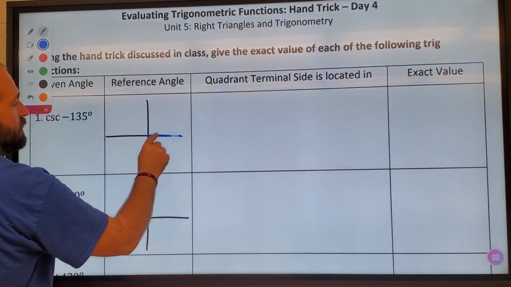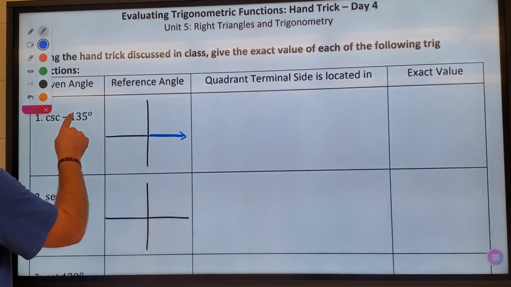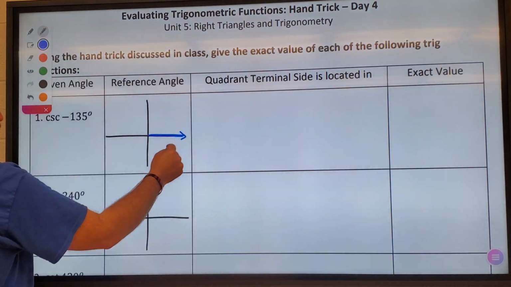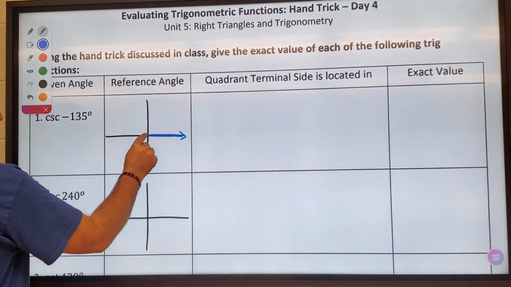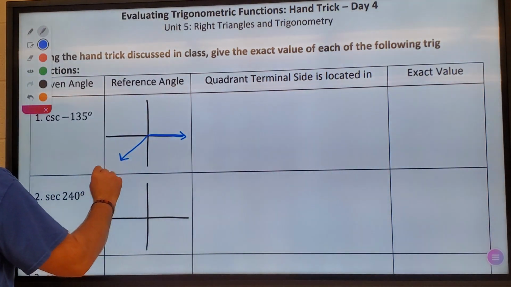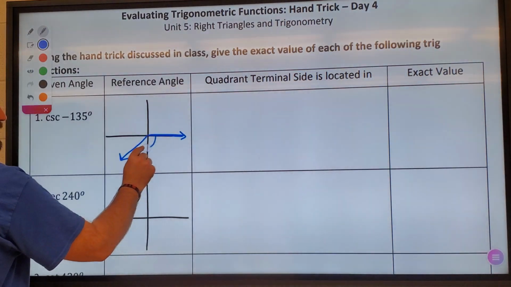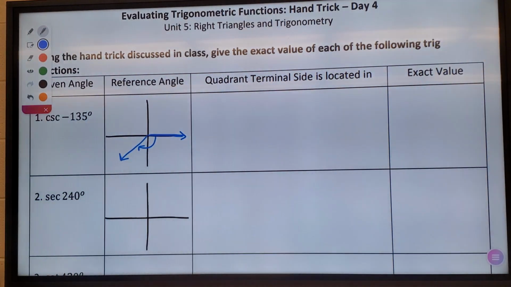Okay. Initial side, negative 135. We'll do this one first. Negative, since we go clockwise. Okay, so negative 90, negative 180, negative 135 is exactly in the middle here. Okay, and again, I'm going to draw these as if I'm going to continue doing these in standard position. So I'll continue with that practice.